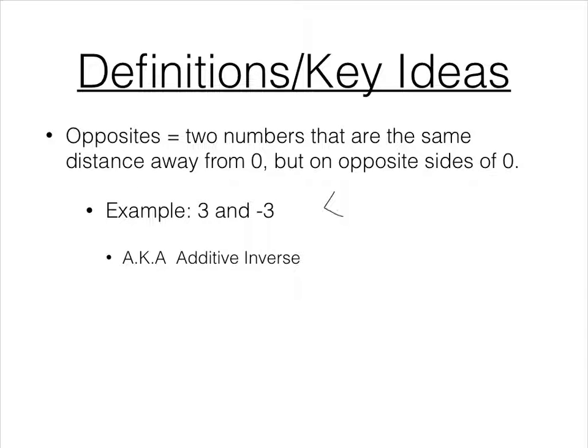If I was to draw a quick number line, here's my 0, 1, 2, 3, 1, 2, 3. If my lines and my spacing are correct, the distance from here to here is the same as the distance from here to here. So negative 3 and 3 have the same absolute value, which would be 3, and they're just going in opposite directions on the number line.